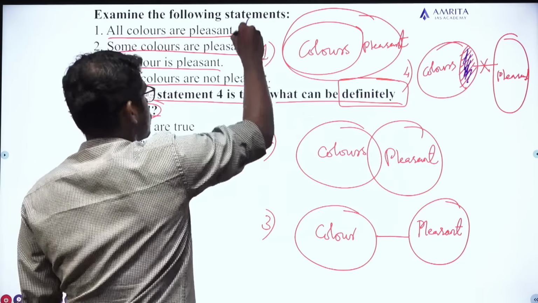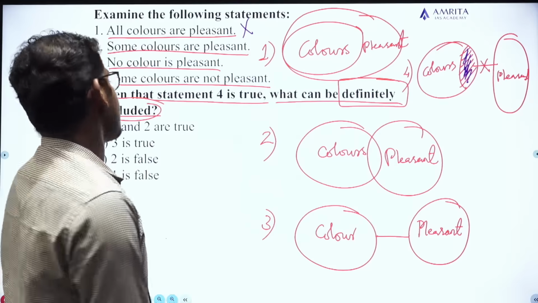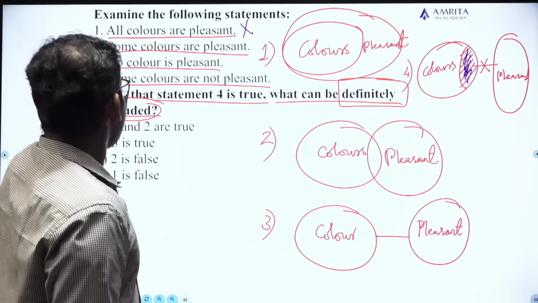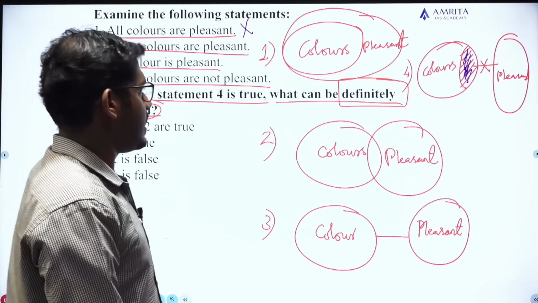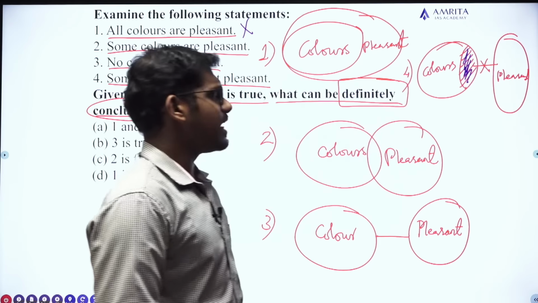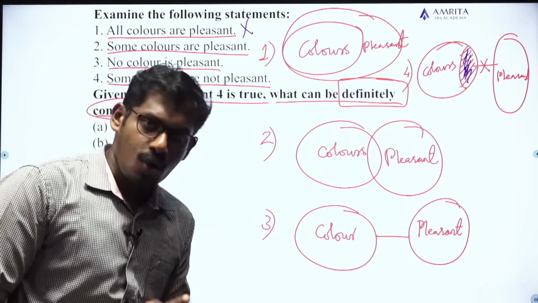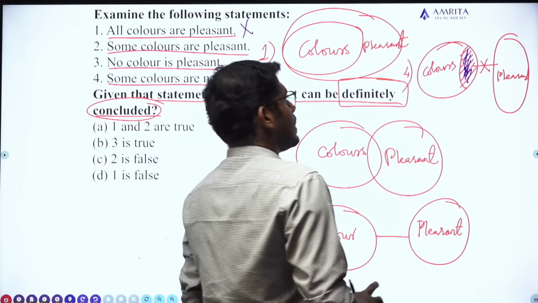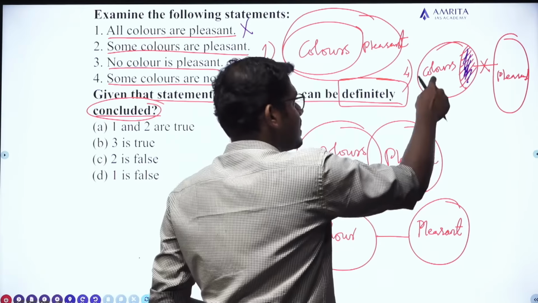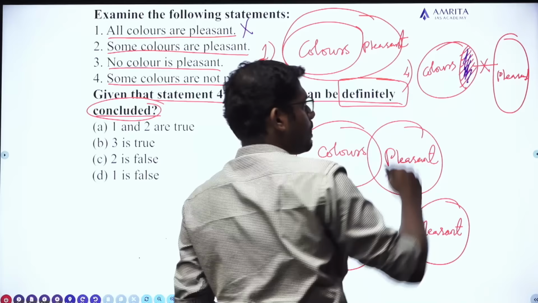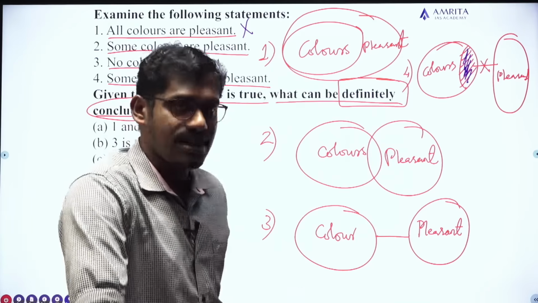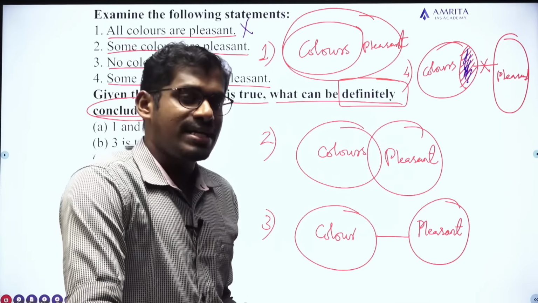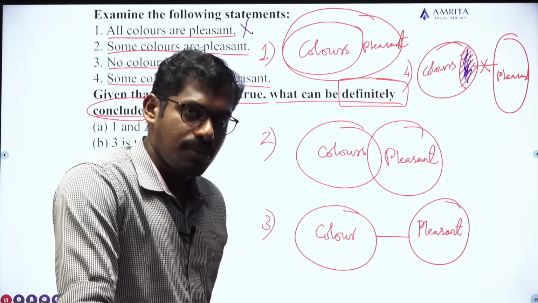It is not possible. It is definitely an incorrect one. The next one is some colors are pleasant. See, the fourth statement says some colors are not pleasant. Then can we say that the other, the remaining colors, are pleasant?